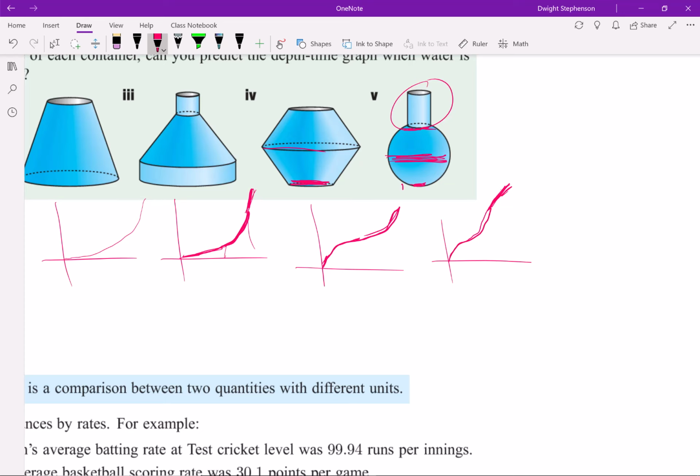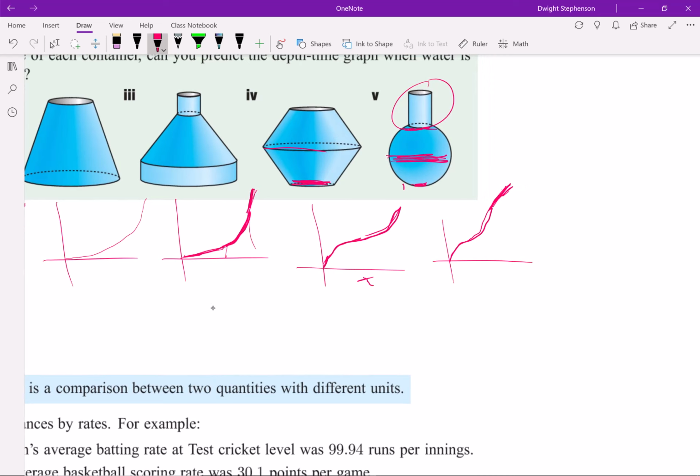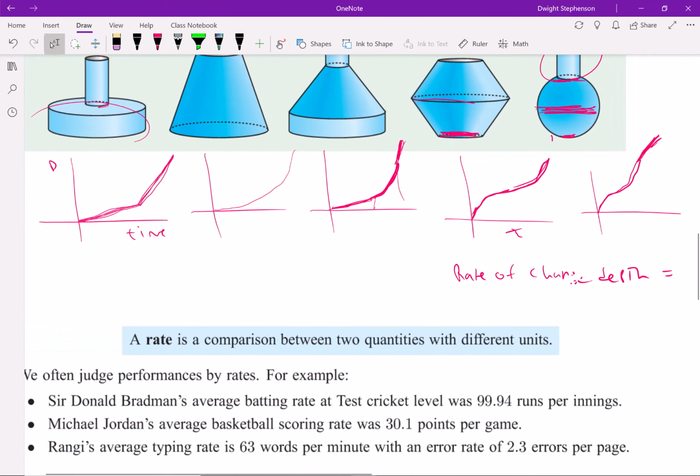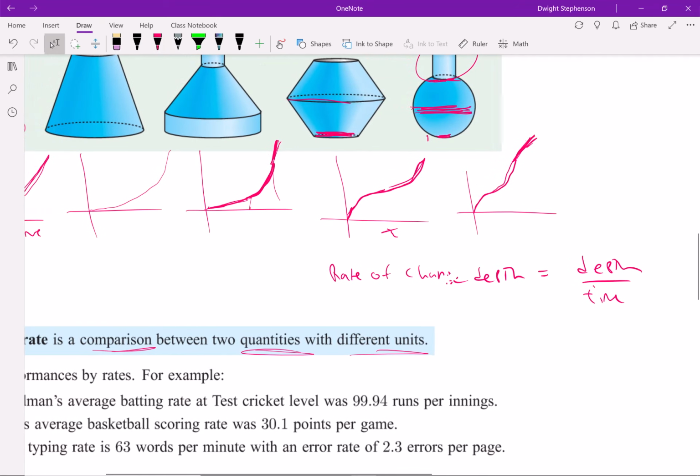Like how, the whole time here, we've been talking about the rate of change of the depth. And the way we did that is we did depth over time, right? How is the depth changing as time changes? So that is what a rate is. It's a comparison between 2 quantities with different units. In this case, depth is measured in millimeters and time is measured in maybe seconds. So we're doing millimeters per second, and that's a rate, right?